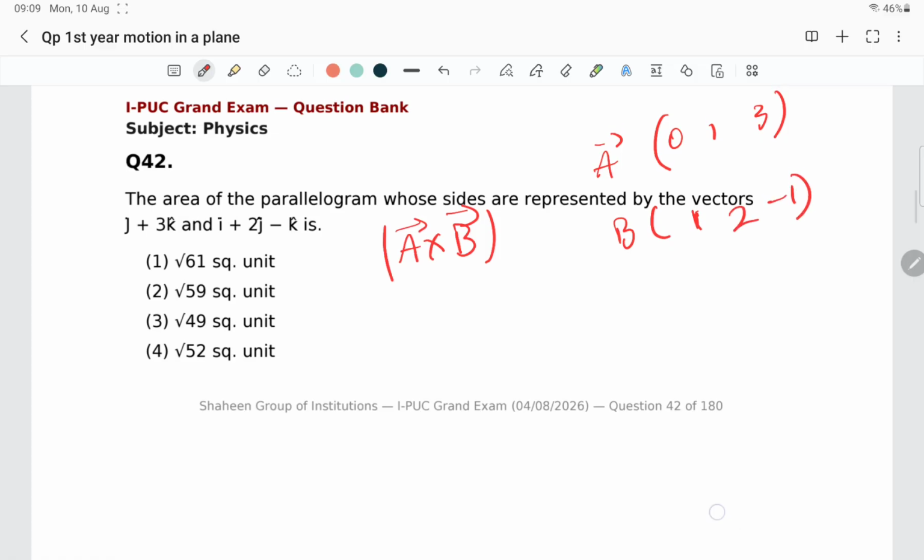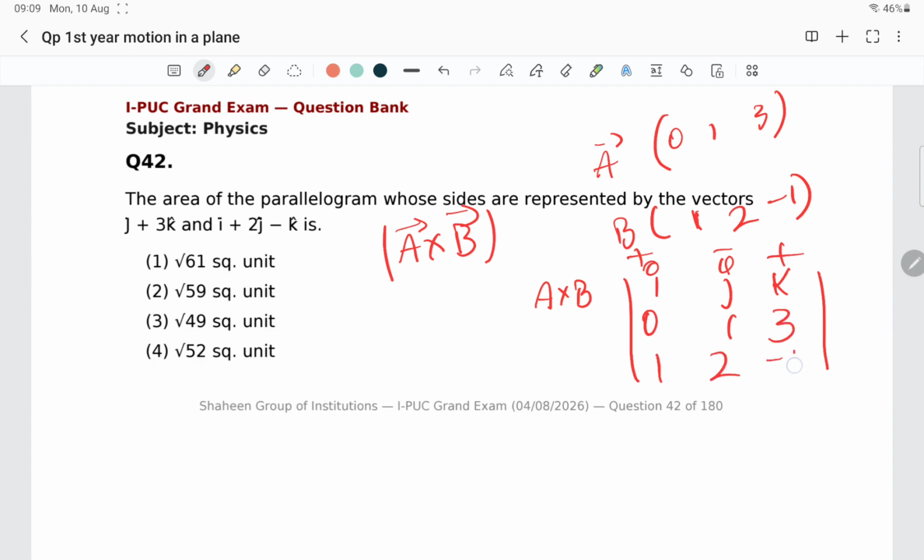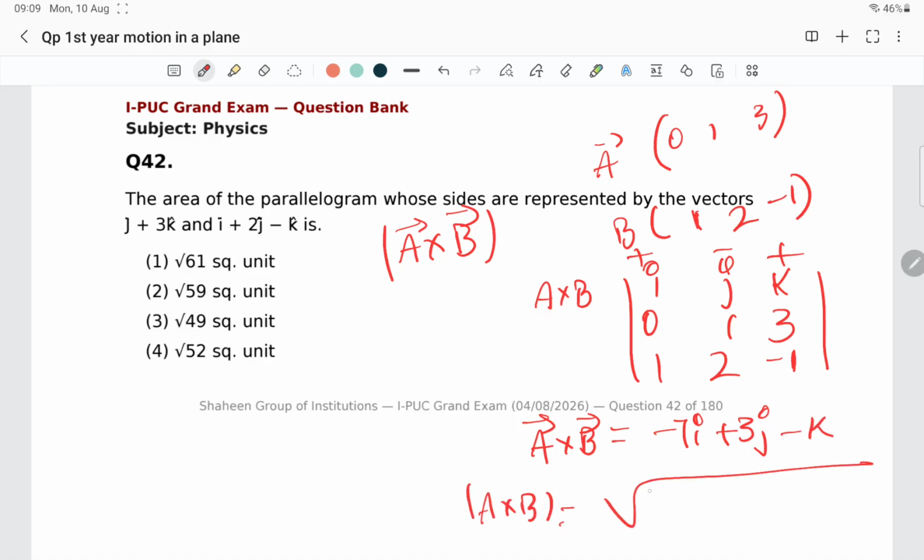Now just use a cross b by putting the i, j, k with plus, minus and plus signs, 0, 1, 3, 1, 2, minus 1, and solve. I am writing directly a cross b. You get minus 7i plus 3j minus k, and then you find the magnitude of a cross b, root of the squares, so you get 49 plus 9 plus 1. So the answer you get is root 59. I hope this is clear.